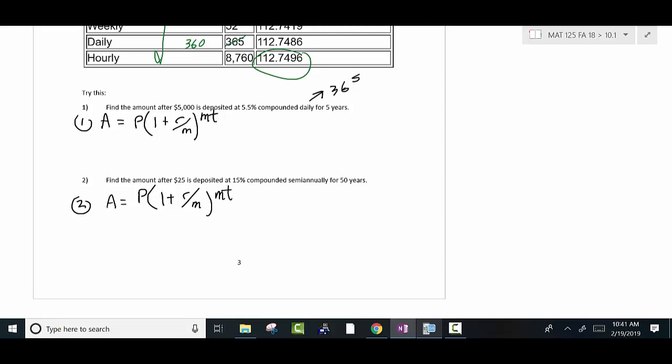So what are you getting for the first one? 6,500 and something? Yeah, 6,500. $6,582.52. Right? Okay, that's what I thought. Then the next one is you're only putting $25 in the bank, but it's for 50 years.